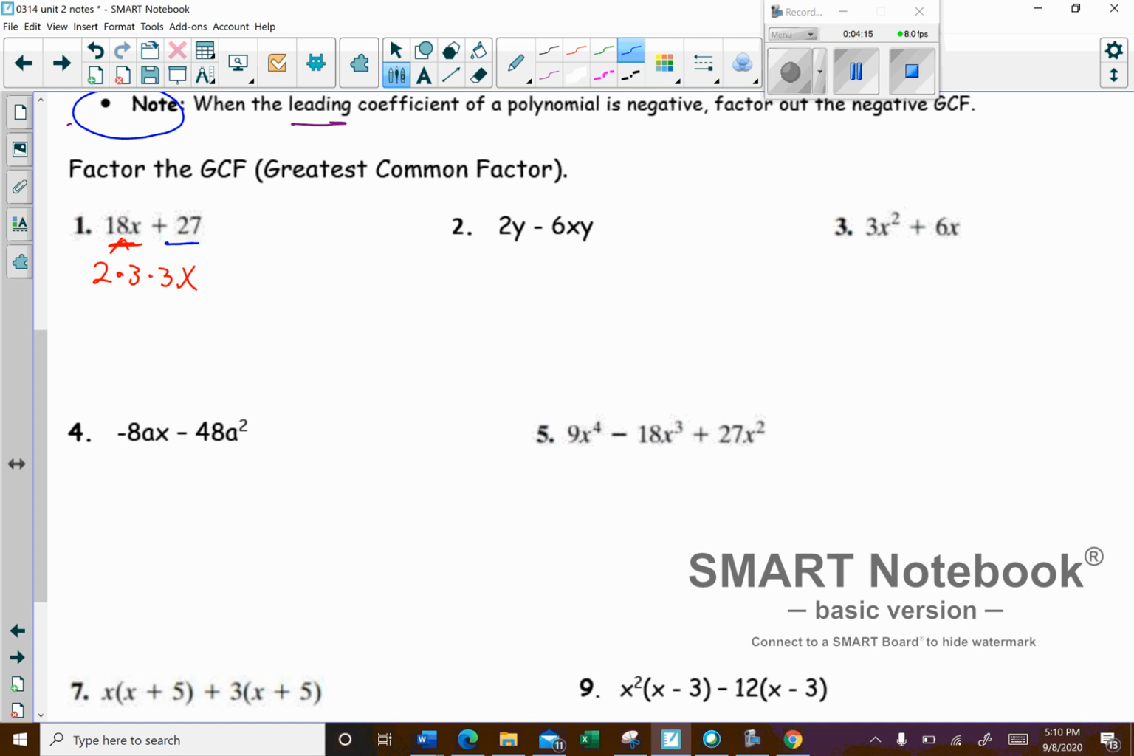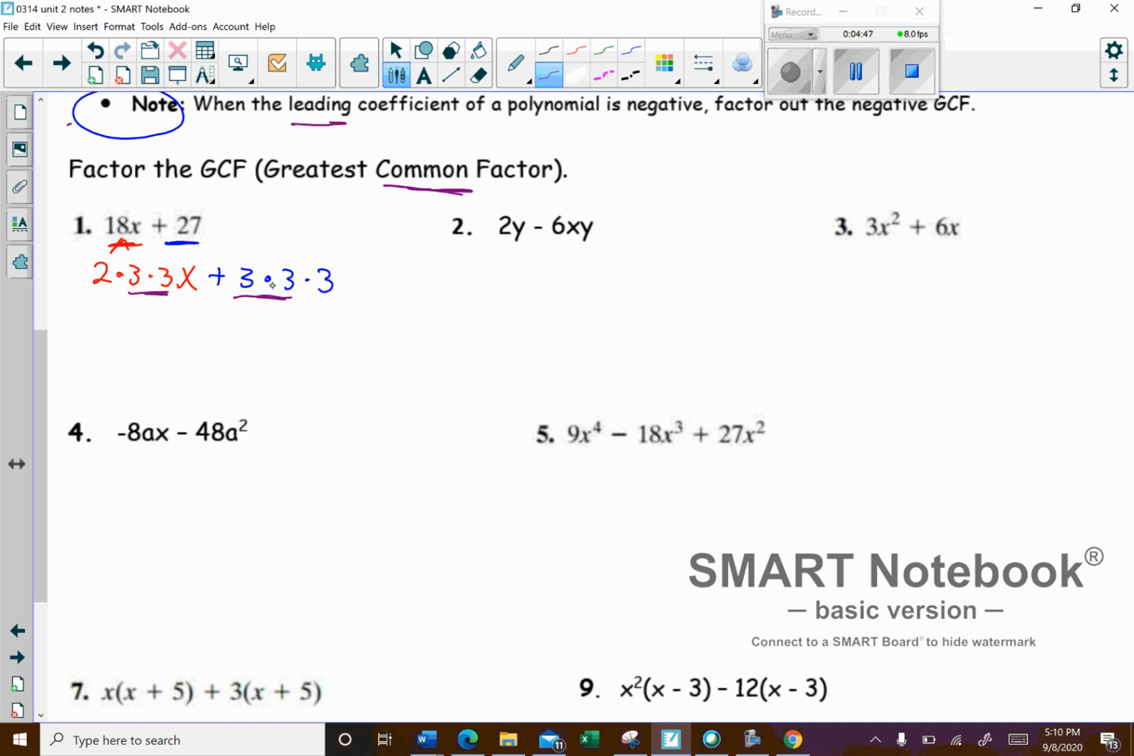Then if I look at 27, 27 can break up into 3 times 9, since 3 times 9 is 27. But then that 9 can break up into 3 times 3. So I broke everything into prime factors. Prime numbers are numbers that are only divisible by themselves or by the number 1. Then you look at what they have in common. They each have two 3s: there are two 3s here and two 3s here.